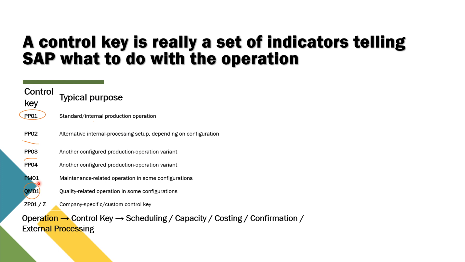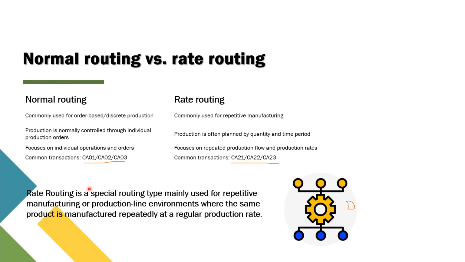They start from IW21. IW always starts for maintenance, but the control keys for maintenance are PM, PM01, QM, and ZP are for company specific. And this is the path. Path, I mean to remember, this is the flow: operation, then you create control, then scheduling confirmation, and then external processing for operations.